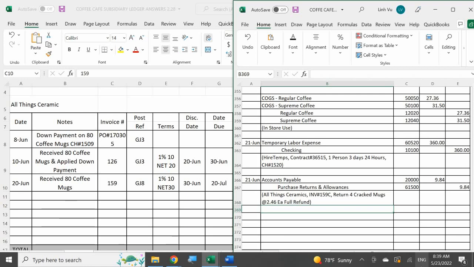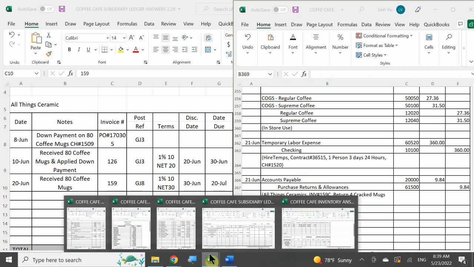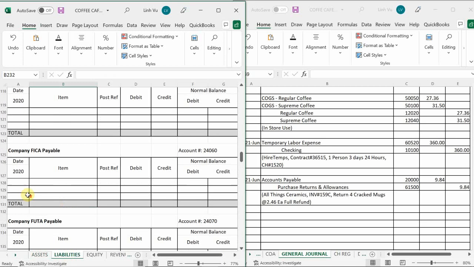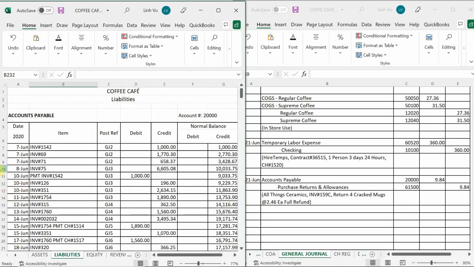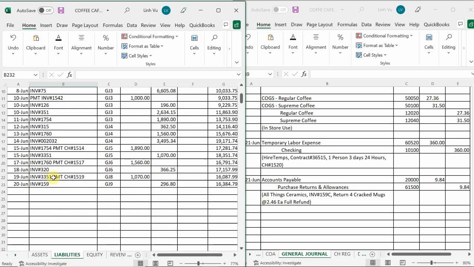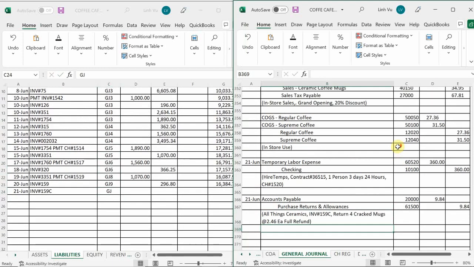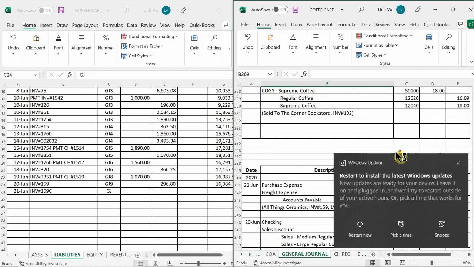Okay? So now we got to go to my general ledger to update my accounts before I update my subsidiary ledger. In this case, I'm getting a refund, so that's going to reduce my liabilities. We are still on General Journal, page 9.